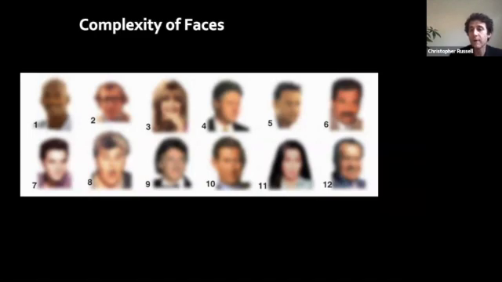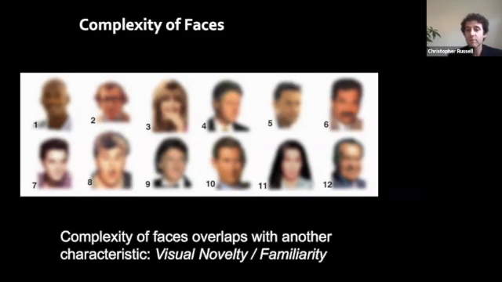The reason that you're able to identify some of these people, if not all of them, is because complexity of faces overlaps with another characteristic, which is visual novelty or familiarity. We recognize people based on their unique individualized features. Celebrities are somewhat easier because we see them all the time, right? We're over inundated with pictures of celebrities. So the ones that we can pick out are the ones that we've seen a lot, as well as the ones that have super unique and distinct faces.